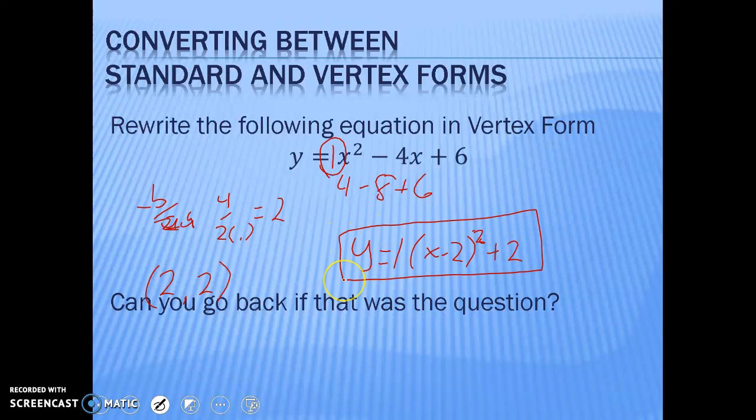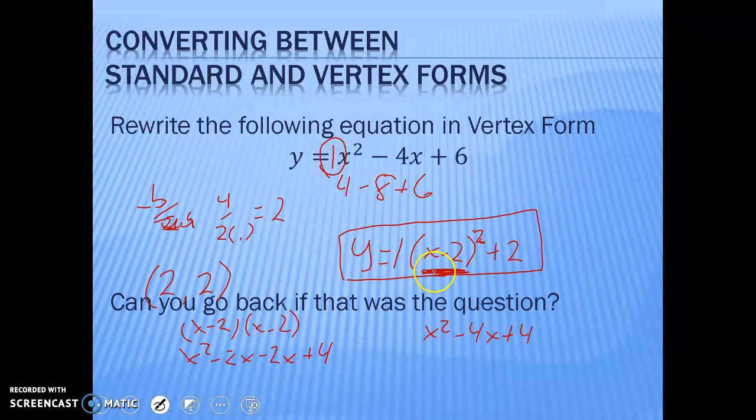One of the things that you're going to want to be able to do is to go from vertex form to standard form. So can we take this equation and put it back in standard form? So what we would do is we would square the x minus 2. That means we'd have to FOIL it. We would take x minus 2 times x minus 2. So that's going to give us x squared minus 2x minus another 2x and then plus 4. Well, that's x squared minus 4x plus 4.